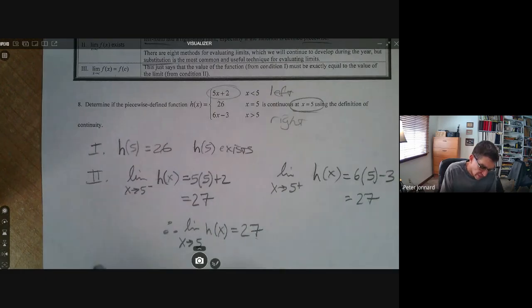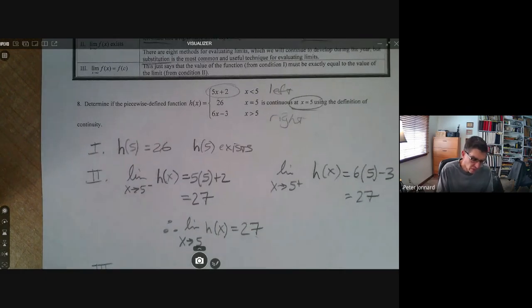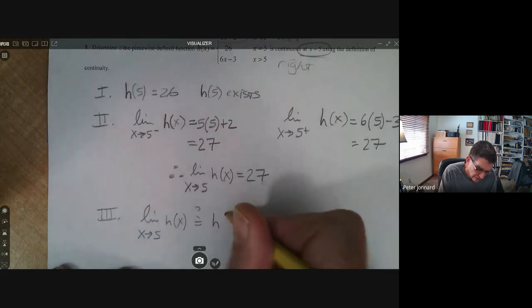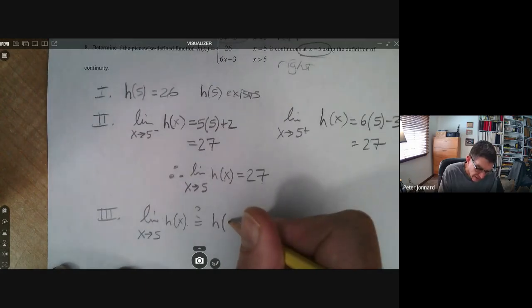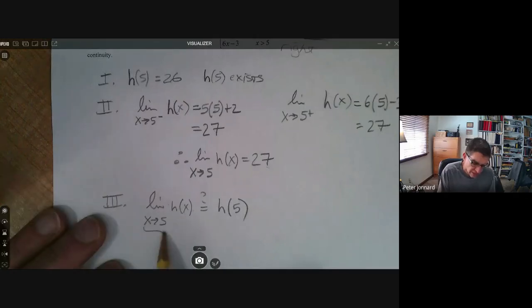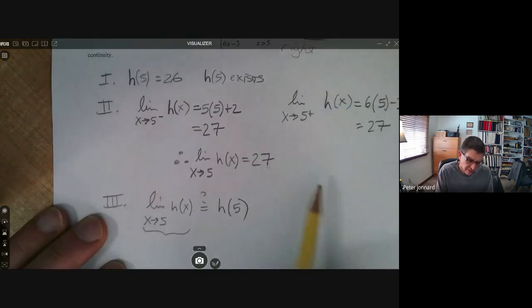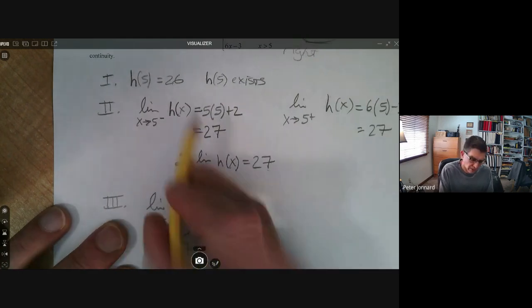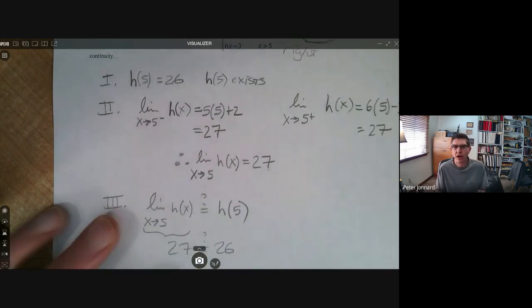And then finally, condition number 3, what we're looking for is: is it true that the limit as x approaches 5 of h of x is actually equal to h of 5? That's the question we have to answer. Well, we just evaluated this a moment ago. We said the limit was 27, and is that equal to h of 5, which we earlier wrote down was 26? We have a problem here.